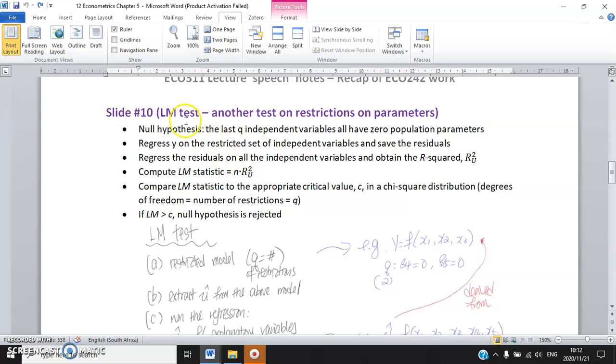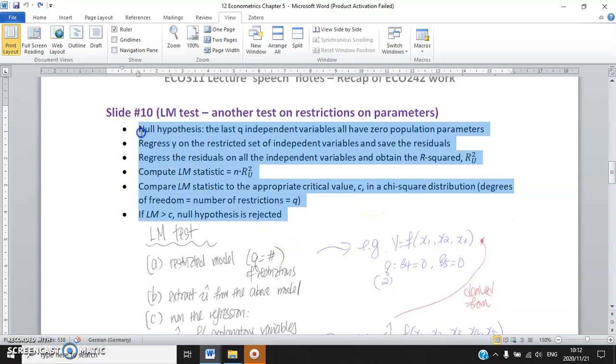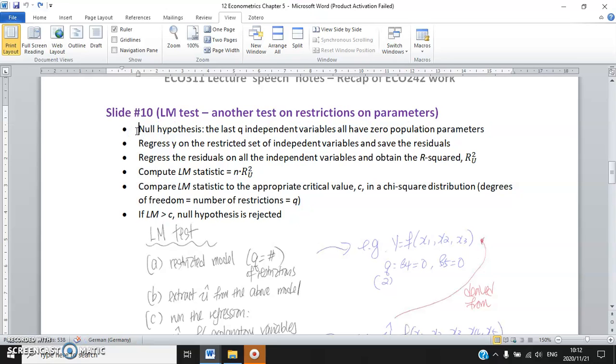And then the last topic is the LM test, Lagrange multiplier test. I think you learned it from Eco 311 actually. It is another test on the restrictions on parameters, like the F test on the restrictions on the parameters that you already learned from chapter 4. So the LM test is another test. I want you to go through these steps. They might sound confusing. This is why my graphical sketch would make things simpler to understand. So can I stop for 1 minute for you to go through these a little bit confusing bullets?